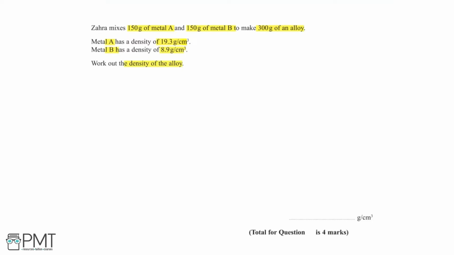Now to find the density of the alloy, we can first identify that density is equal to mass divided by volume. We already know that the total mass of the alloy is 300 grams, so we need to work on finding the total volume of the alloy. And to do this, we can find the volume of metal A and the volume of metal B. Let's start with the volume of metal A.